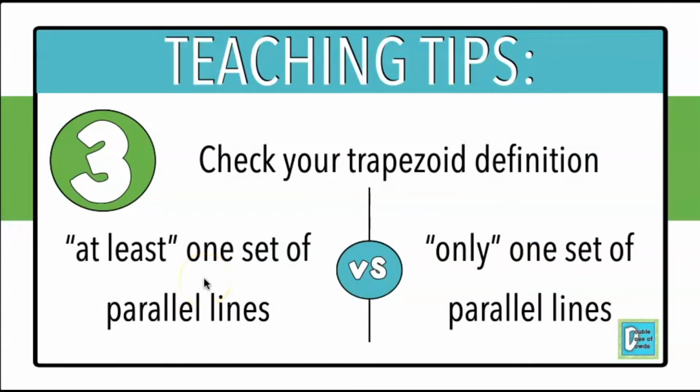All right, this third one is kind of a big deal, and it may be something you haven't thought about before, but you need to make sure to check your trapezoid definition. There are actually 2 different definitions. The traditional says that there is only one set of parallel lines in a trapezoid. However, there is what's called the Euclidean definition, and it says that there is at least one set of parallel lines. And in higher level maths like calculus, sometimes a trapezoid will use this definition of at least one set of parallel lines versus the definition of only one set of parallel lines.